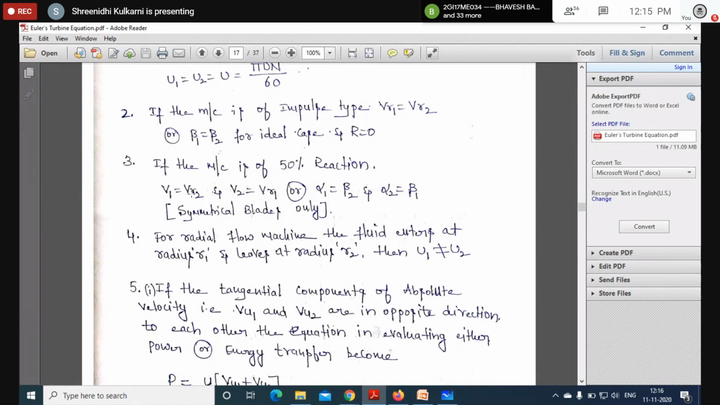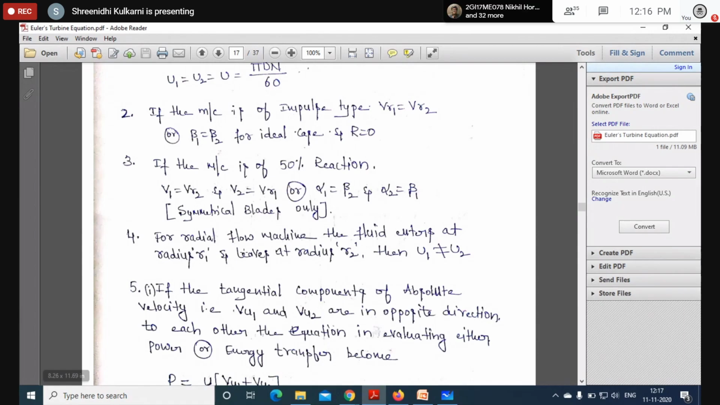Finally, we will get the condition V1 is equal to VR2. V1 is equal to VR2 means I will talk with respect to angle. The nozzle angle alpha 1 is equal to VR2's blade angle at outlet, so it is beta 2. And V2 is equal to VR1. So V2 with respect to angle alpha 2, VR1 is nothing but beta 1. So here I have shown: alpha 1 is equal to beta 2, or I will call it V1 is equal to VR2, and alpha 2 is equal to beta 1, so V2 is equal to VR1. These are symmetrical blade conditions only.